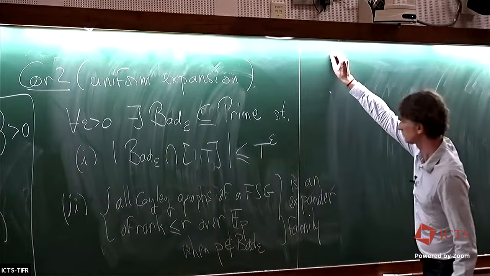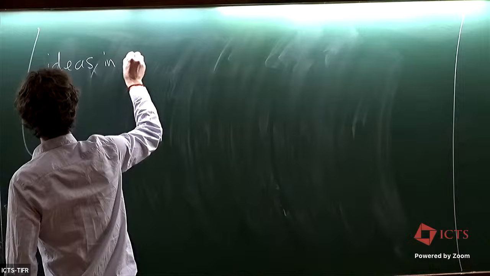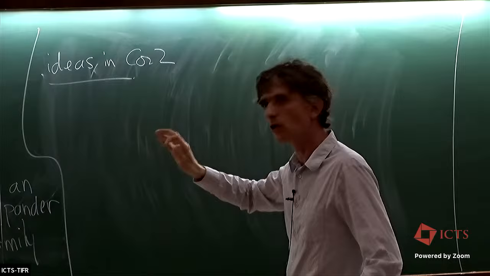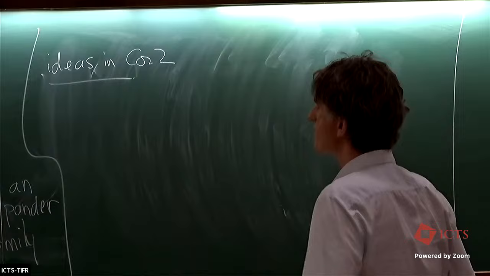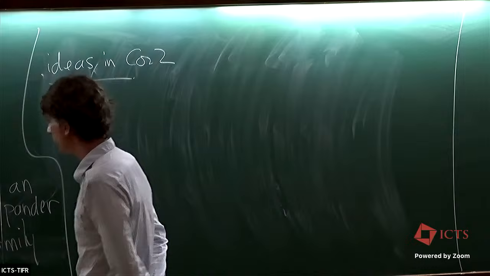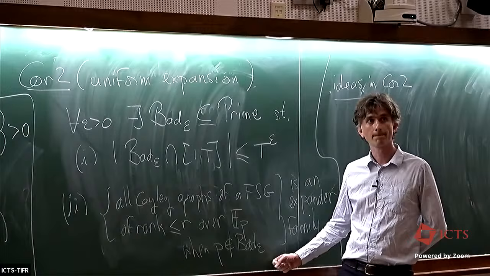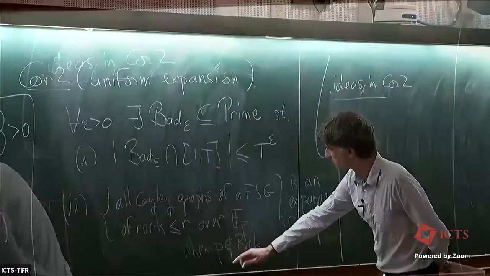Okay, some ideas in the proof of corollary two. It's not really a corollary; it's more like an application of the previous theorem and of the method developed by Bourgain and Gamburd and refined by others. But the punchline here is that you get uniformity over all Cayley graphs, but you may have to exclude a small family of primes. The conjecture being that maybe the bad set does not exist or is really empty.